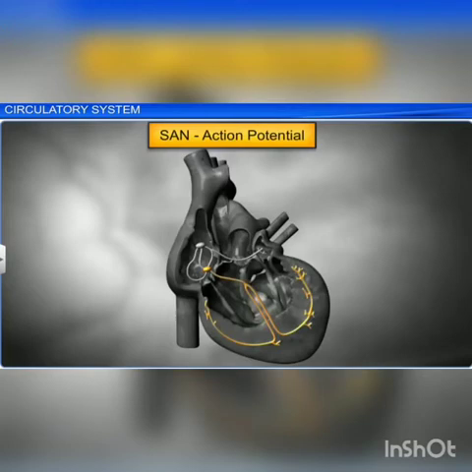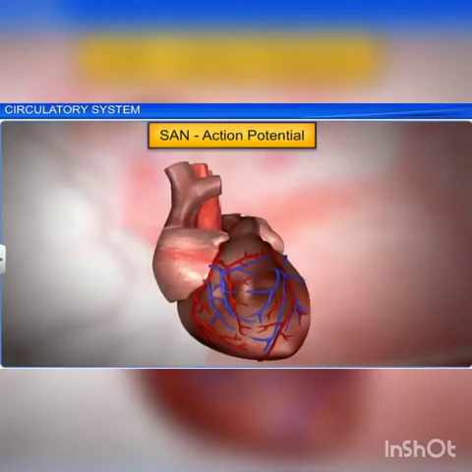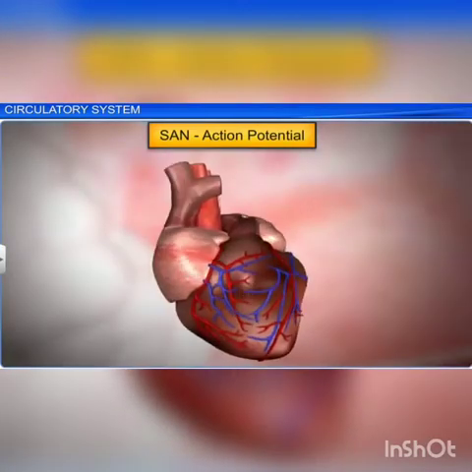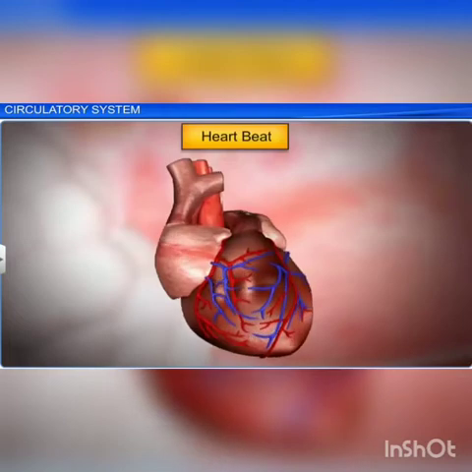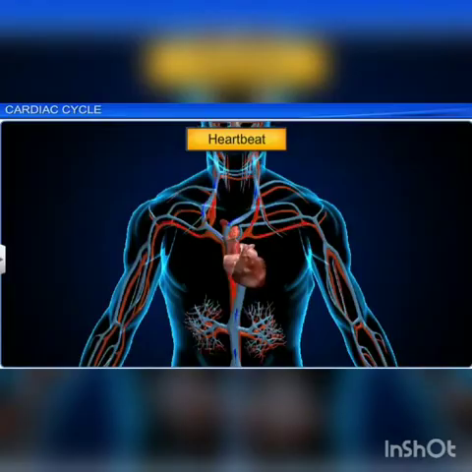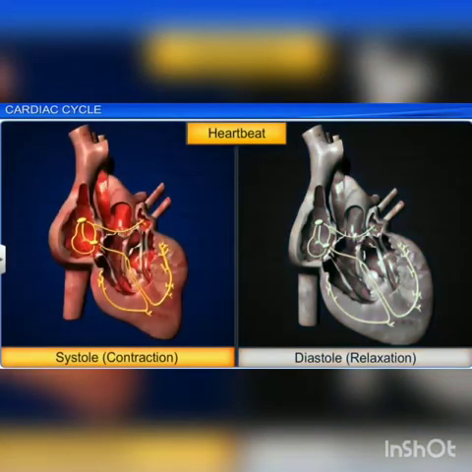Pacemaker cells produce excitation through depolarization of the cell membrane. Heartbeat: rhythmic contraction and expansion of heart is called heartbeat. The contraction of heart is called systole, whereas the relaxation of the heart is called diastole. Normally, the heart beats 70 to 72 times per minute.